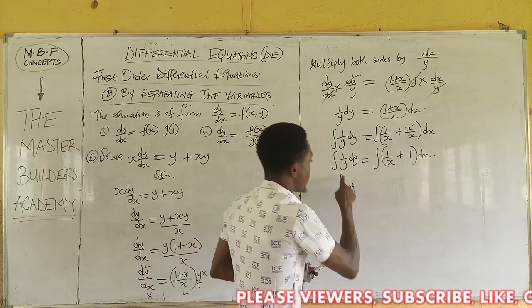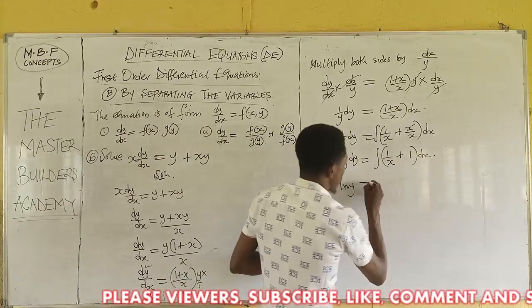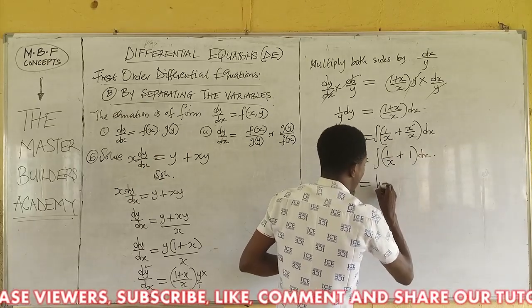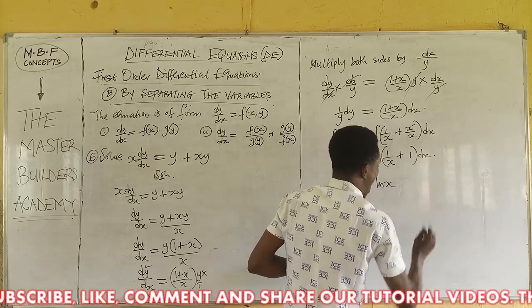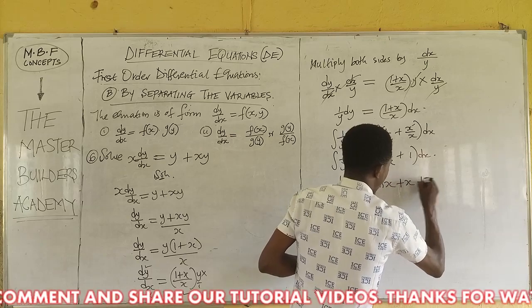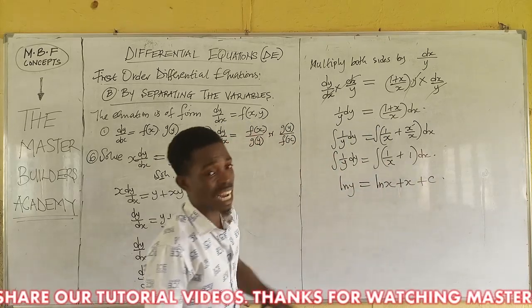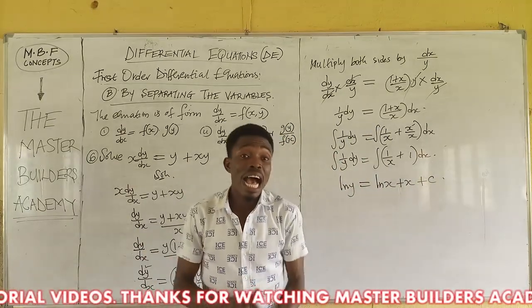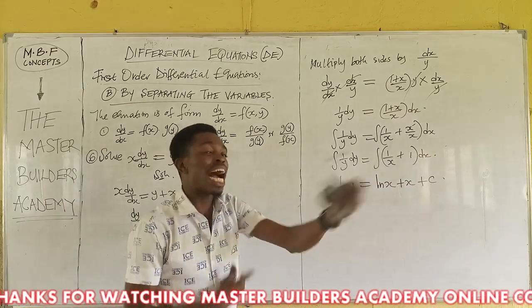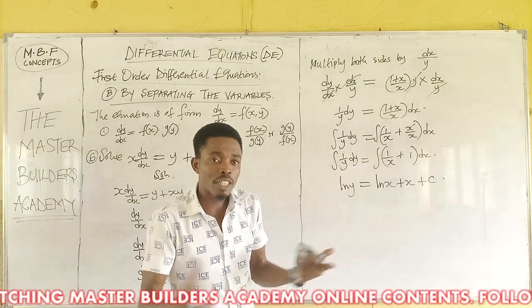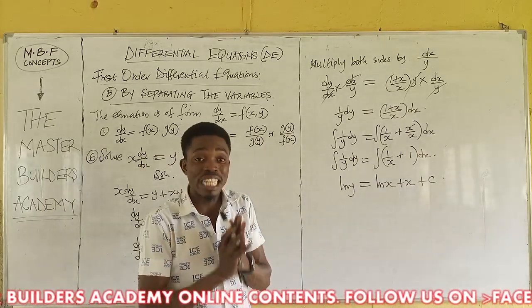Next, integrating 1 over y, I'm going to have ln y is equal to, when I integrate 1 over x, I'm going to have ln x, and when I integrate 1, I'm going to have plus x plus c. Now I have ln at the left-hand side and I also have ln at the right-hand side. I can decide to bring all the functions with ln together.